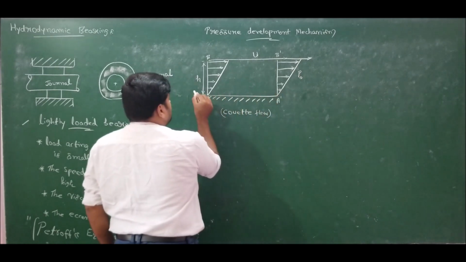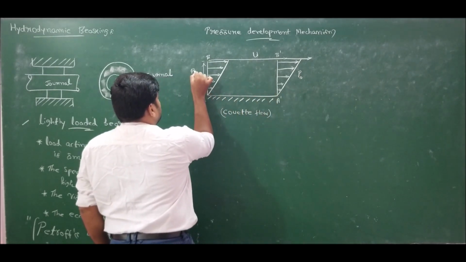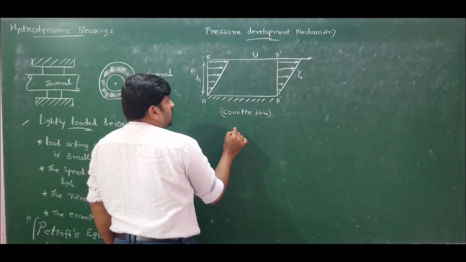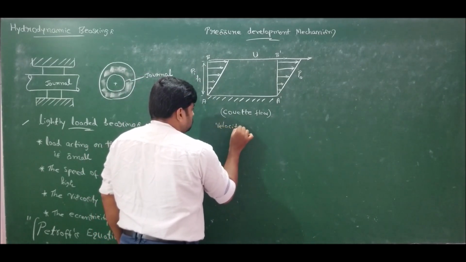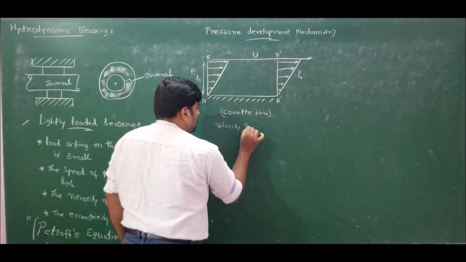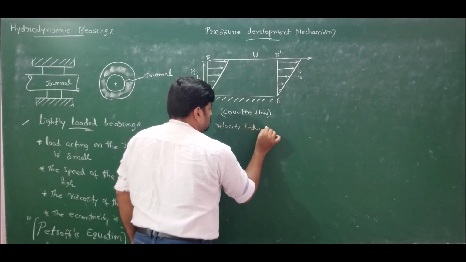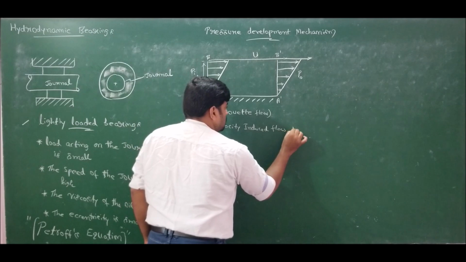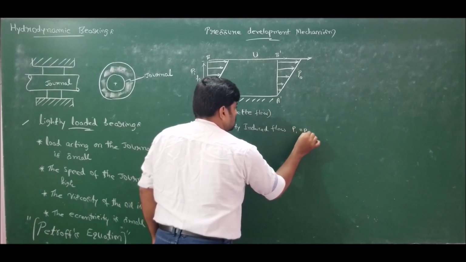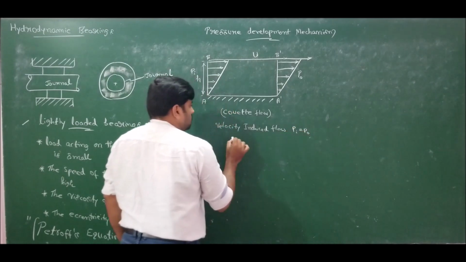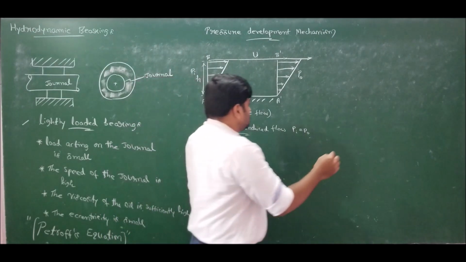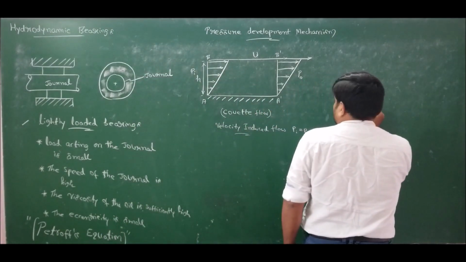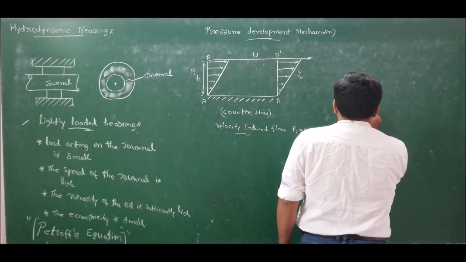Let us take pressure P0 at exit and Pi at inlet. In a Couette flow or velocity induced flow, the pressure is constant. Clear?